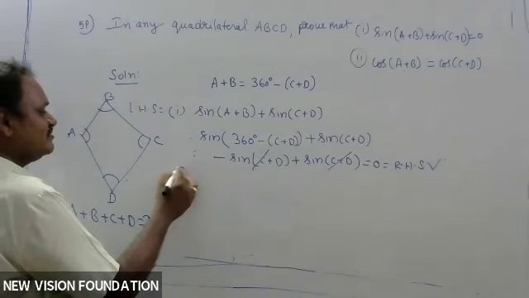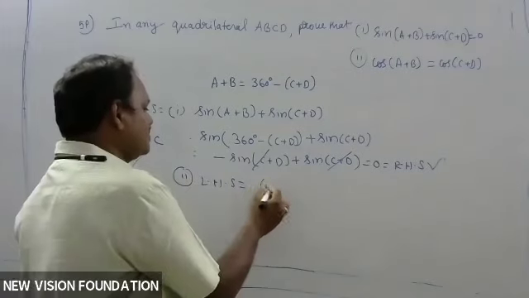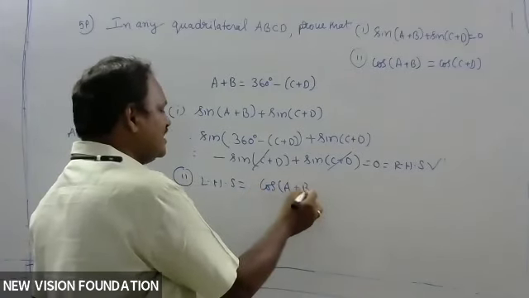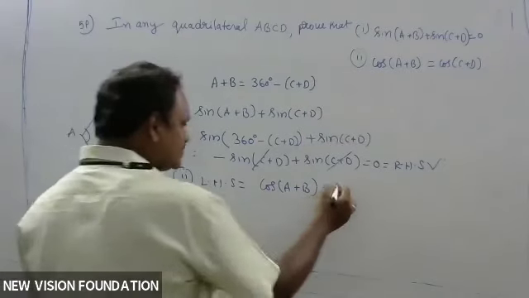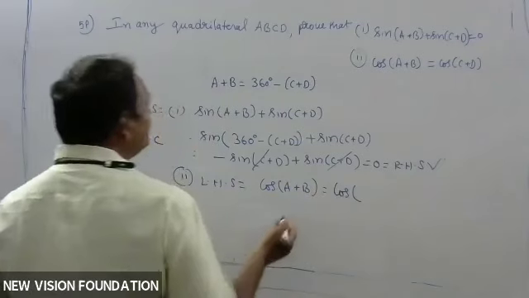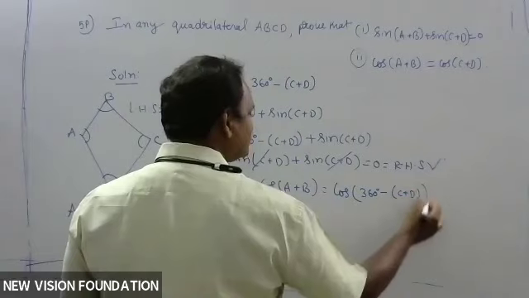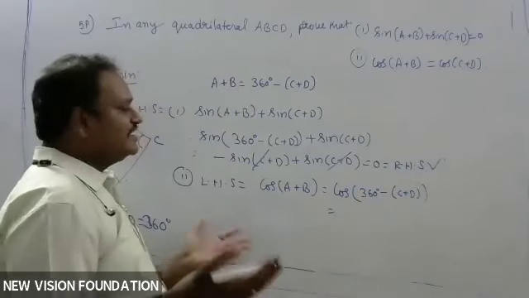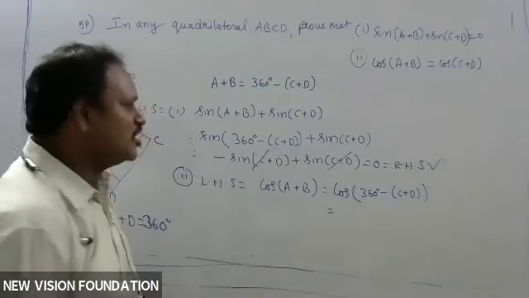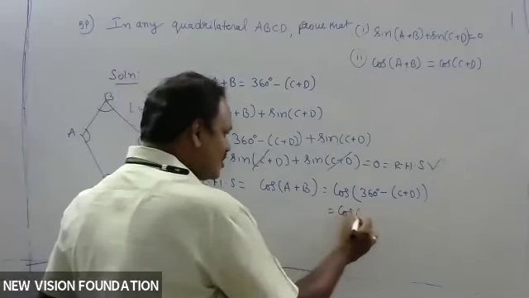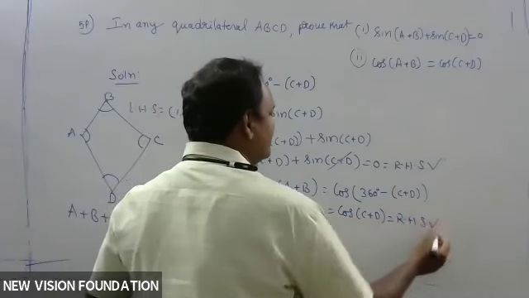Now, in the same way, for the second problem, we take the left hand side. That is cos of A plus B, and we need to prove it as cos of C plus D. How are we going to prove this? A plus B is nothing but 360 degrees minus C plus D. Now, cos of 360 minus theta is cos theta, since it lies in the fourth quadrant. In the fourth quadrant, cos becomes positive. Therefore, you have it as cos of C plus D. That is what you require to prove. That is the right hand side part.